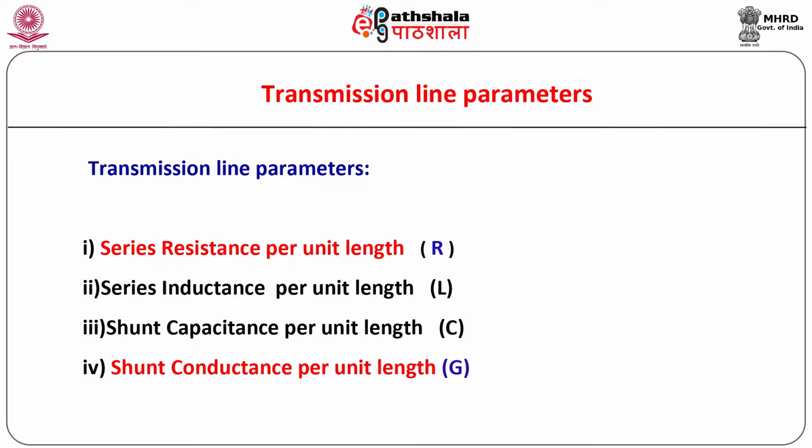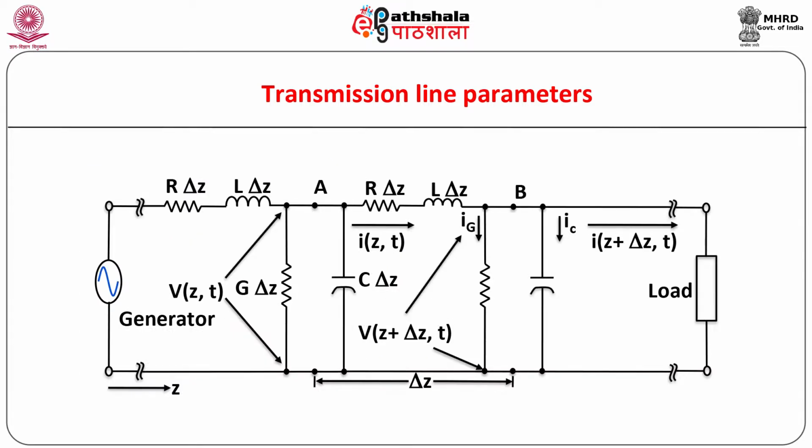The parameters R and G correspond to the resistivity of the conducting medium of the transmission line and the dielectric separating the two conducting wires respectively, and decide the dissipation of energy along the transmission line. The parameters L and C correspond to the speed of transmission of the signal, that is magnetic and electrical energy, in accordance with the phase difference between voltage and current along the line. A small section of the transmission line can be described using all these four parameters as shown.